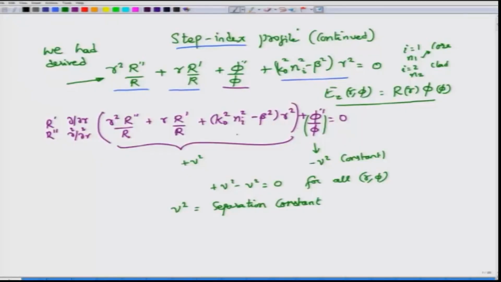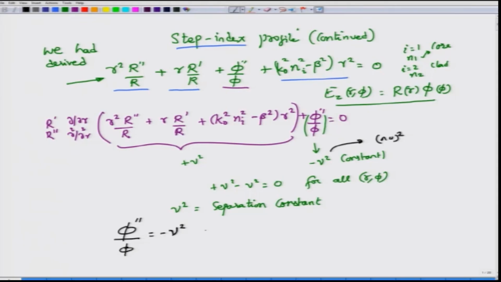Okay. Anyway, now that I have these two equations individually, I will separate them out and write something like this. I have phi double prime by phi equals minus nu square. Sometimes my nu does not really look like nu, it may look like v, please excuse that, please remember that this is nu. Okay. So, this is nu square.